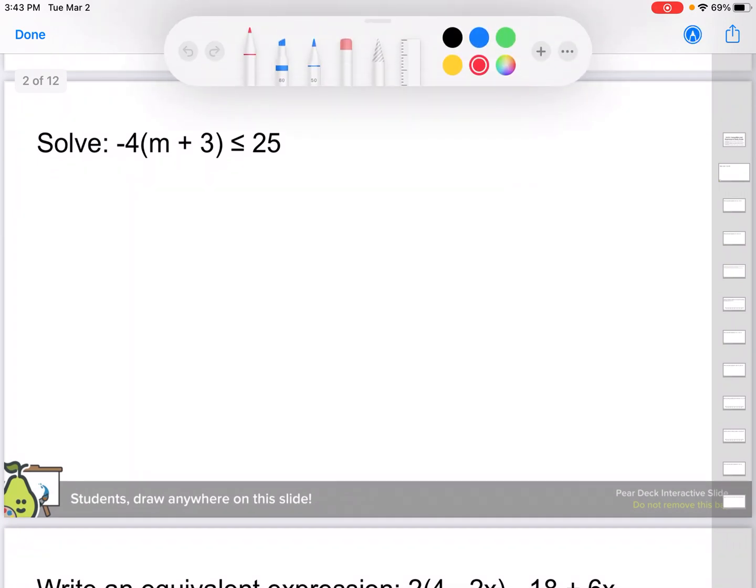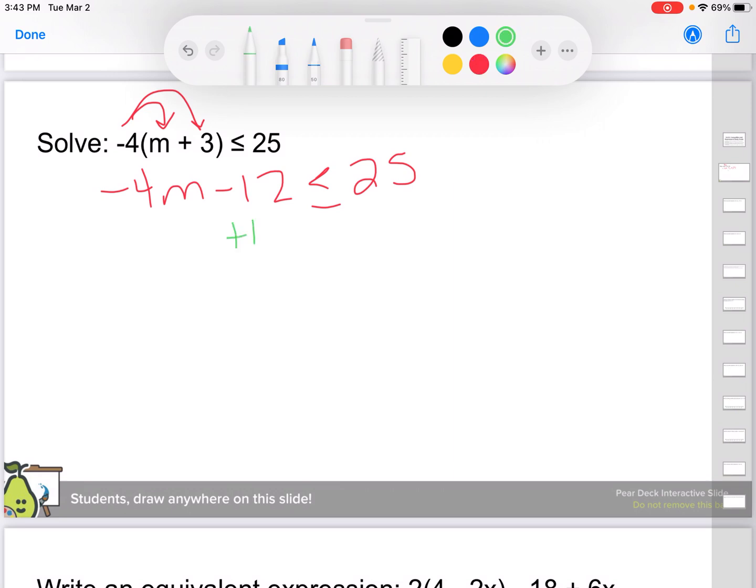So they want you to solve the first inequality. You're going to distribute that -4. So you get -4m, and then a -4 times a +3 is going to give you a -12, is less than or equal to 25. Then you're going to add 12 to each side. So you have -4m is less than or equal to 37.